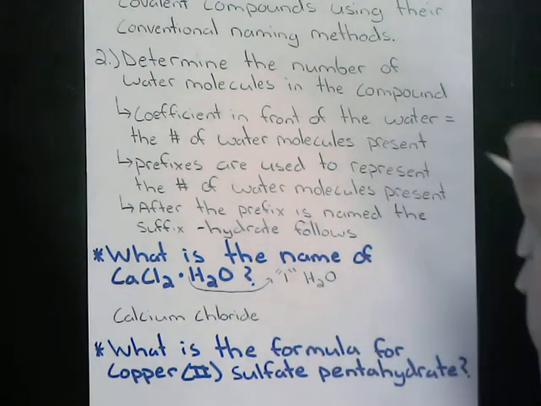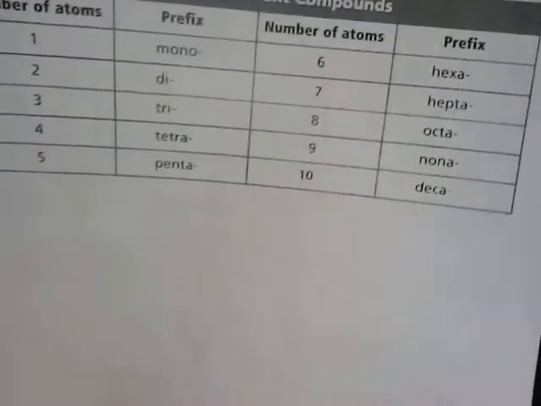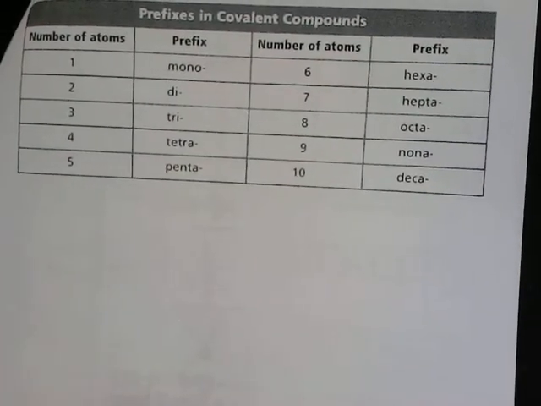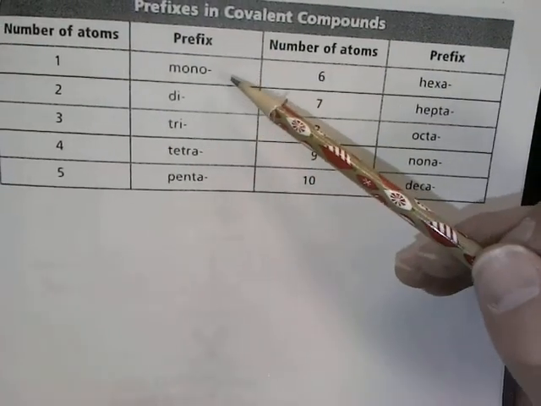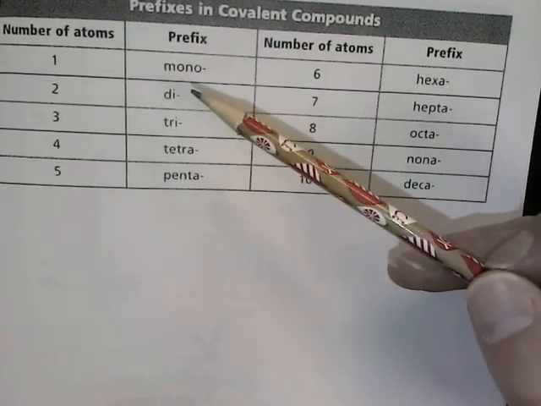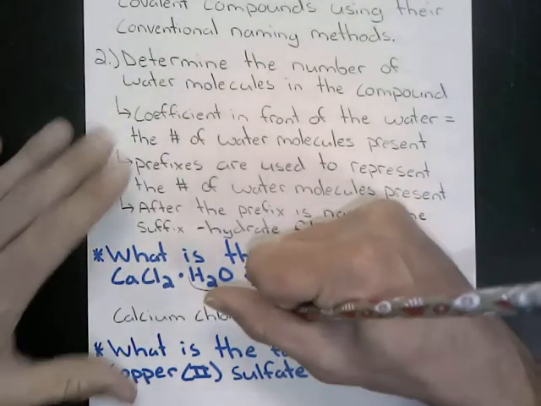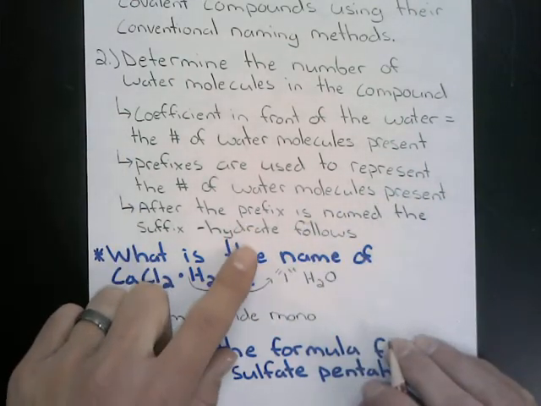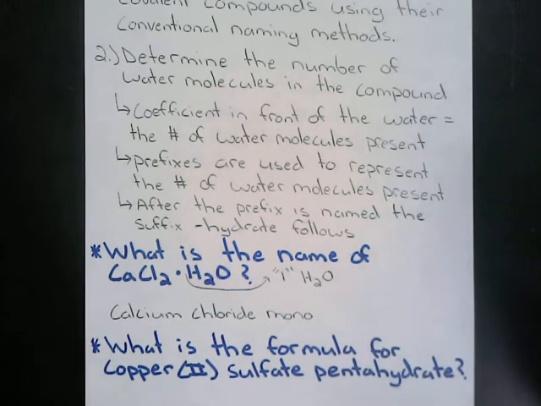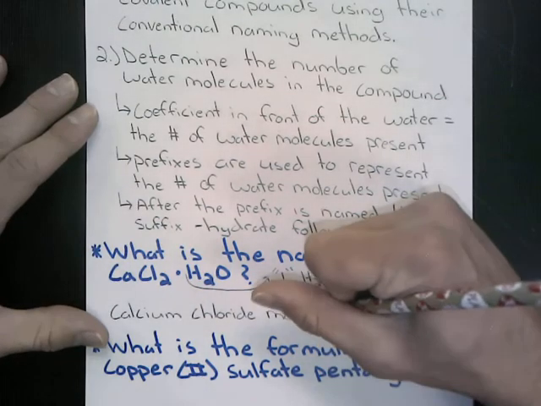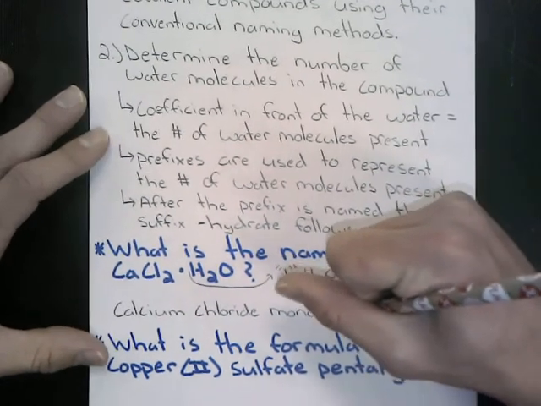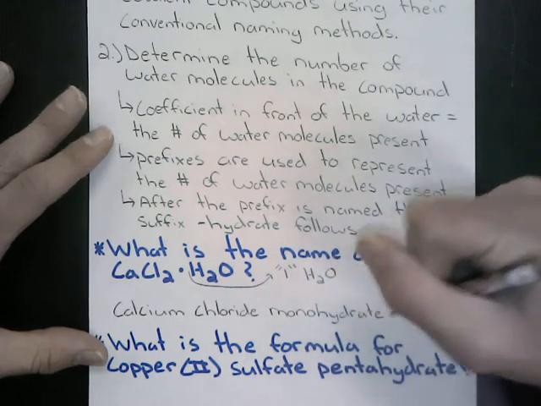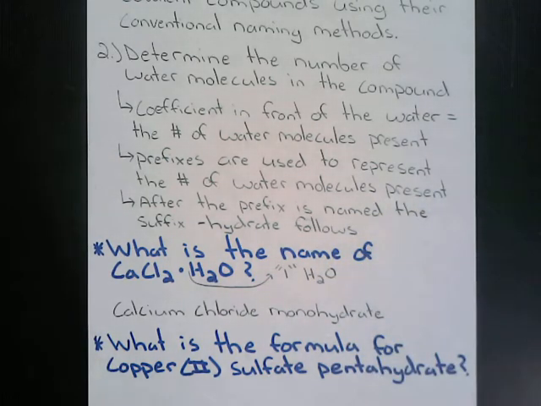H2O. Okay? We look on our prefix chart, and again, these are the prefixes for covalent compounds, and they're also the prefixes used to name hydrates. We find the prefix for 1 is mono. So we write that prefix mono down, and then the steps say that after the prefix, you need to add the word hydrate. So CaCl2 dot H2O becomes calcium chloride monohydrate.